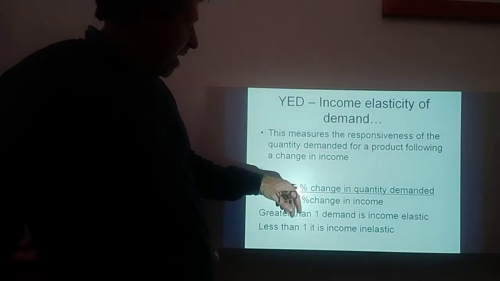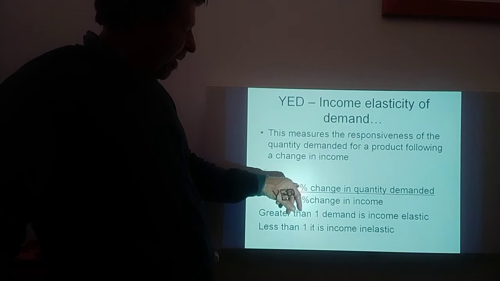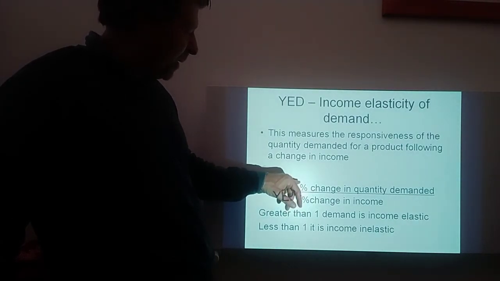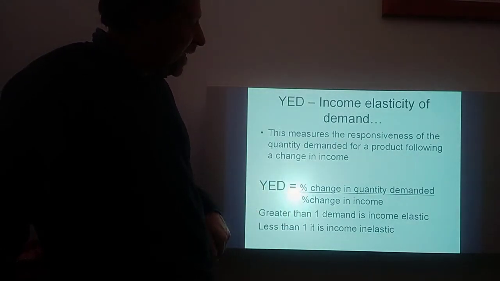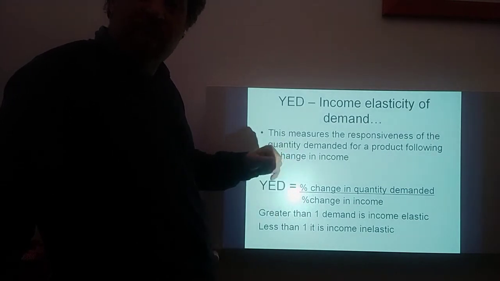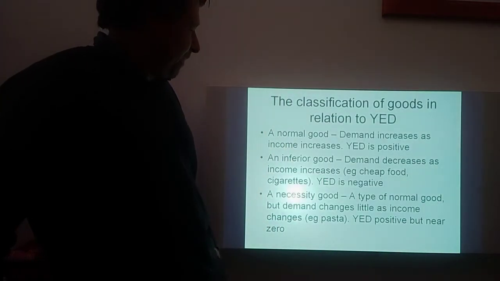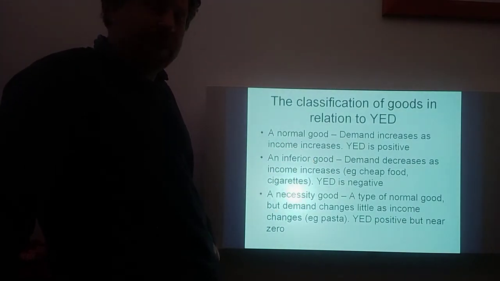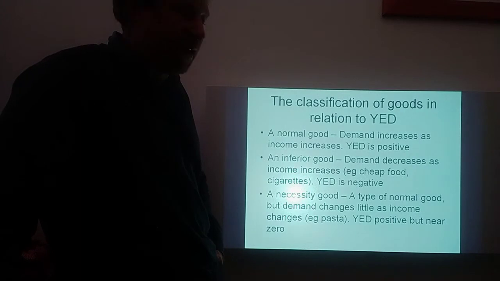So this number can be positive or negative. That's not relevant in PED, but in this case, if change in income goes up, often change in quantity demanded goes up too. So they're both positive, and that's a normal good. That's what normally happens, isn't it? But with an inferior good, the opposite happens. One is negative. So often maybe the income increases and demand decreases.